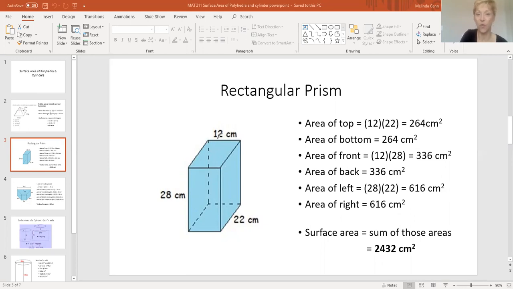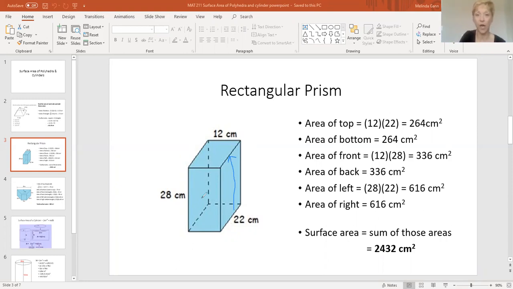So I know that side's 12, but this side isn't marked, and I panic until I remember, oh, wait a minute, this is a rectangle. So if this side down here is 22, then the side right across from that one that I need is also going to be 22. So 12 times 22, and I got 264. And again, it's going to be square units. Well, on this one, if the top is 264, the bottom's going to be 264 because the top of the box and the bottom of the box are the same rectangle.